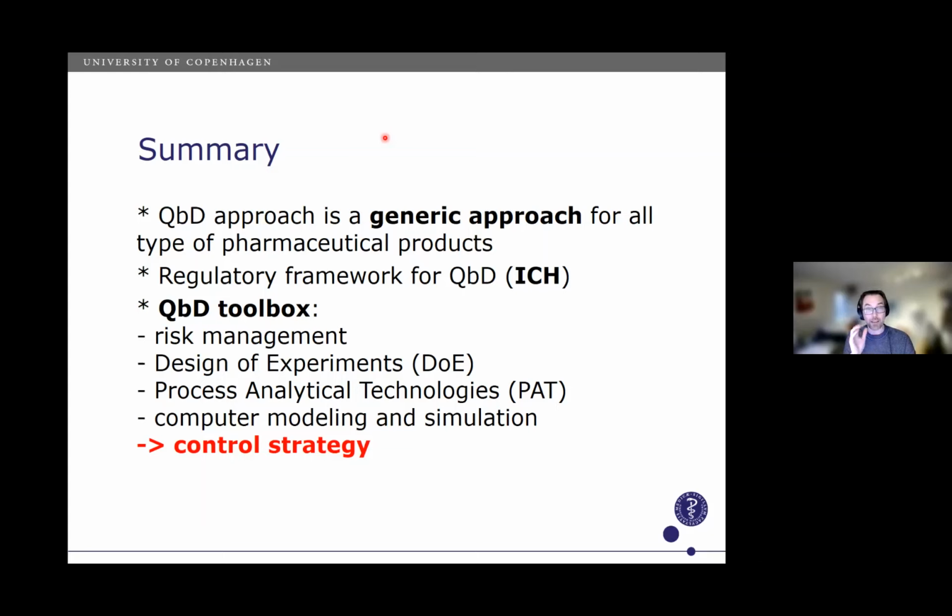And ICH has given us a nice regulatory framework for doing it. And it contains very deep scientific elements. So you need to go in depth into these techniques, starting from risk management strategy, doing a DOE approach, and then selecting the right PAT tool that is intended for the purpose. And then when possible, use computer modeling and simulation to support your process understanding and base the control strategy on all this. And this was basically what I had in mind for today.